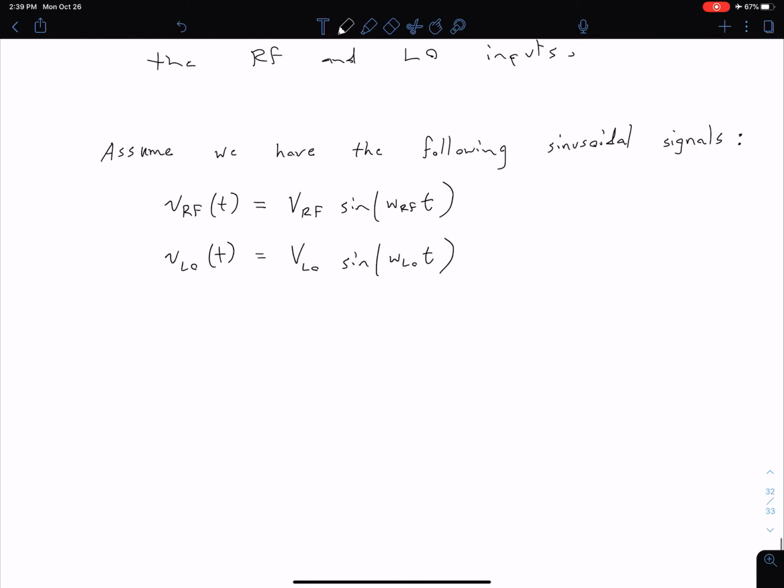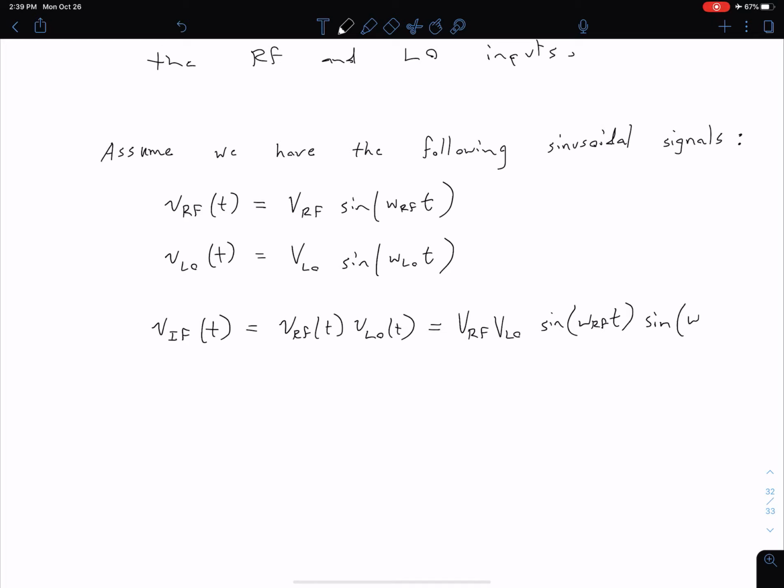So what we're saying is that our VIF, our intermediate frequency voltage, should be proportional to the product of these two: VRF of t times VLO of t. And so if we take the two definitions we have written above, this is going to be equal to the product of the two magnitudes, VRF times VLO, and then the product of the two sine terms: sine of omega RF times t times sine of omega LO times t.